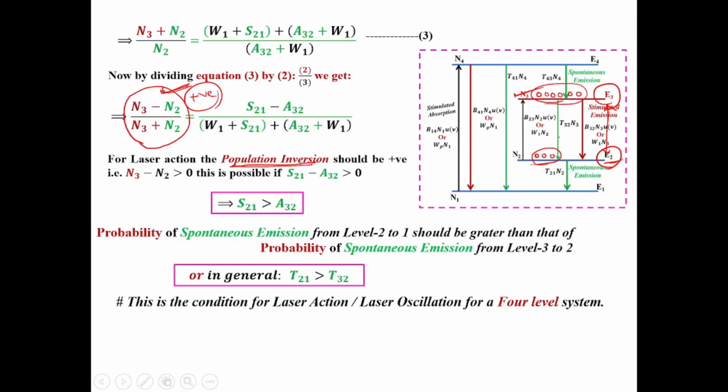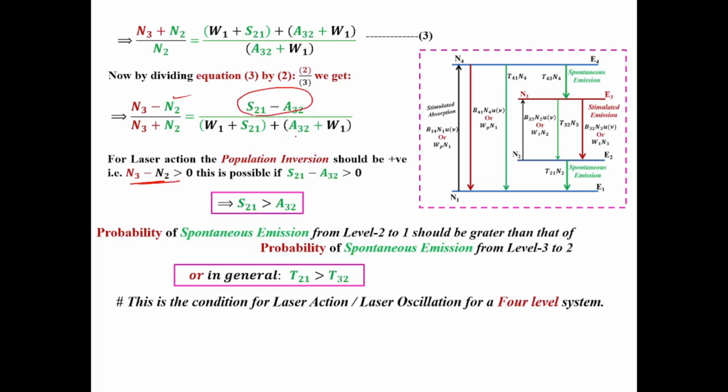How will it be achieved? It will be achieved if N3 minus N2 is positive. How will that be possible? If this term S21 minus A32 is positive. So S21 minus A32 will be positive at the time when S21 is greater than or equal to A32. Here I have written greater than A32. Many books have written greater than or equal to, so you can write greater than or equal to itself, no problem.